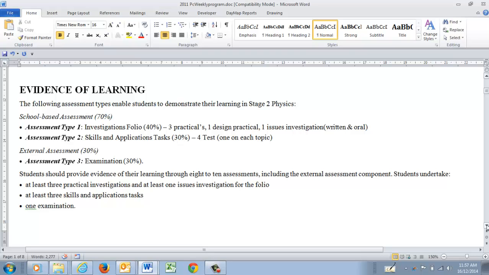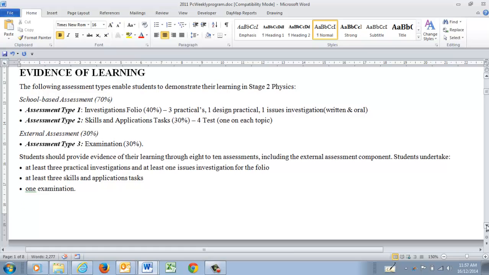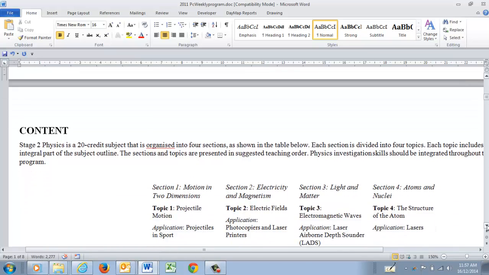Assessment type 2 is the tests. They count for about 30% of your marks. Generally we'll have 1 test per topic. That's how it works. Then the other part is a 3-hour exam worth 30% of your marks at the end of the year. That's set by SACE, the SACE board, and marked by them.